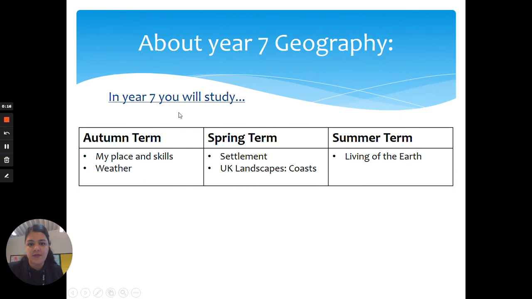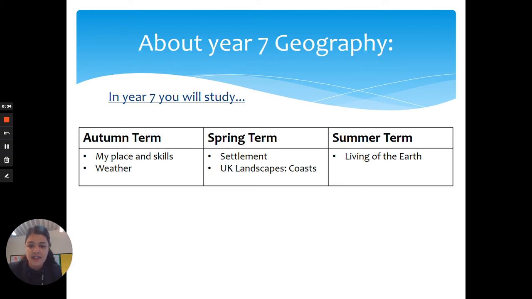What you're going to be doing in Year 7 Geography, you are going to study my place and skills. So we're going to just go over some geographical skills that you'll need throughout your time at East Luke Academy. And we're also going to be looking at weather, so weather processes and essentially why we have the weather we do in the United Kingdom.